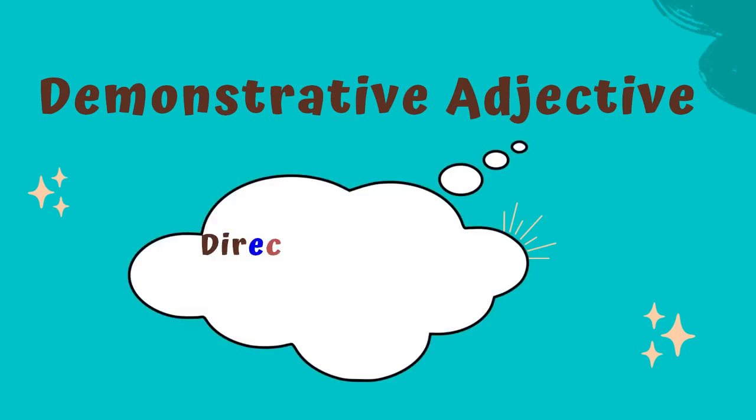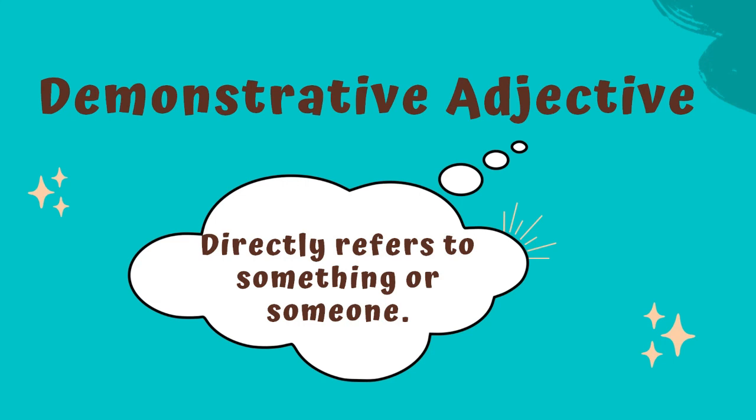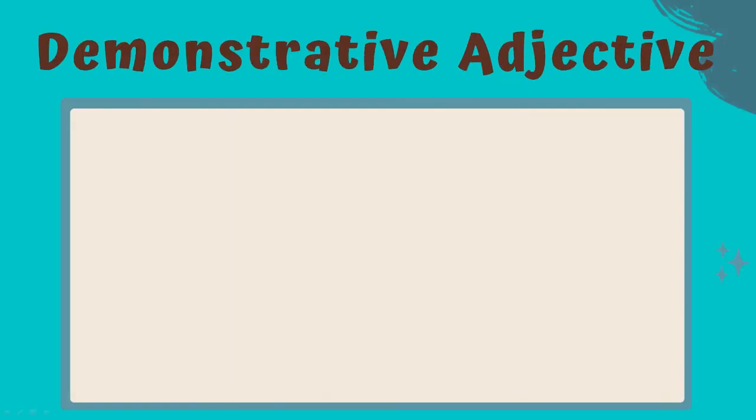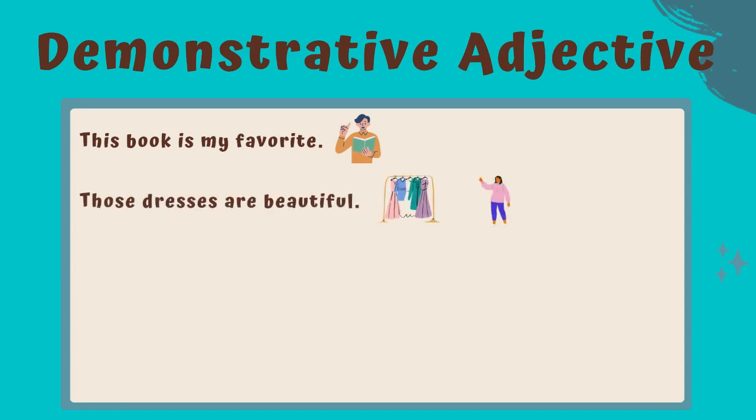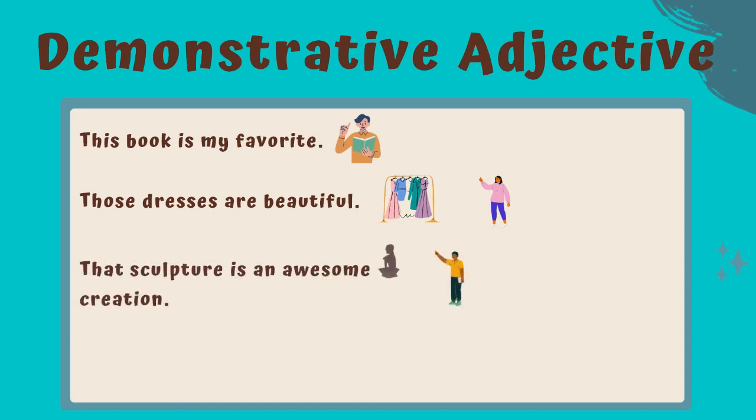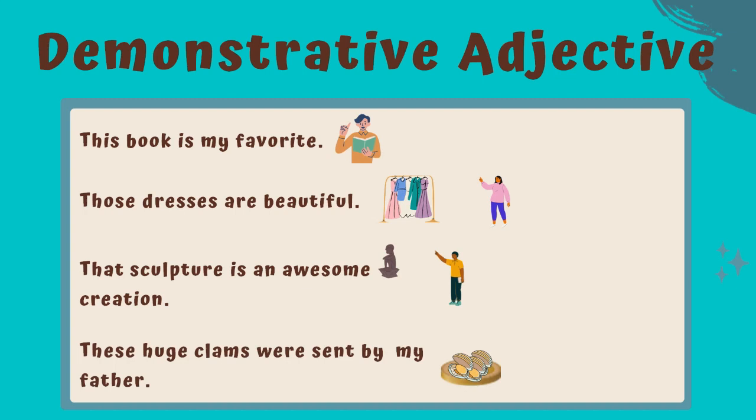Demonstrative adjectives directly refer to something or someone. We use this, that, these, and those. Let's have some examples. This book is my favorite. Those dresses are beautiful. That sculpture is an awesome creation. These huge clams were sent by my father.